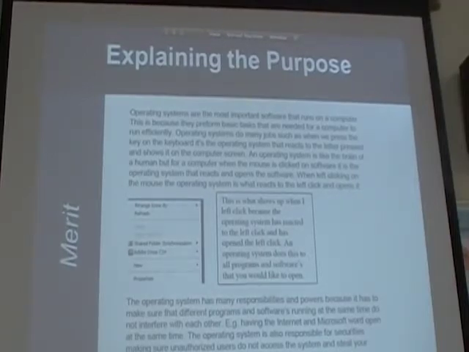And that appeared in here. It's like the operating system is like the brain for a human, but a computer. When the mouse is clicked, etc., the operating system has many responsibilities and powers. Responsibilities and powers, because it has to make sure that different programs and software running at the same time do not interfere with one another. So I thought that was actually, she's understanding that whole concept of multitasking, e.g. having the internet and Microsoft open.